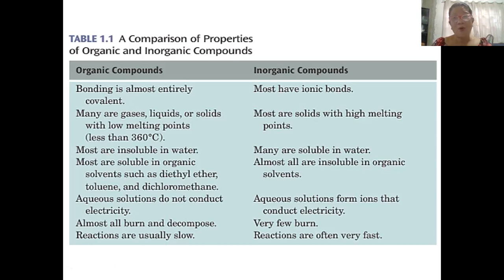Since inorganic compounds are polar, a polar solvent is needed. For non-polar compounds, it is the other way around; a non-polar solvent is needed. If the solute is polar, the solvent must be polar. Most organic compounds are soluble in organic solvents such as diethyl ether. This is the one we use in the organic chemistry laboratory, along with toluene and dichloromethane as our solvents. But in the inorganic laboratory, we just use water.